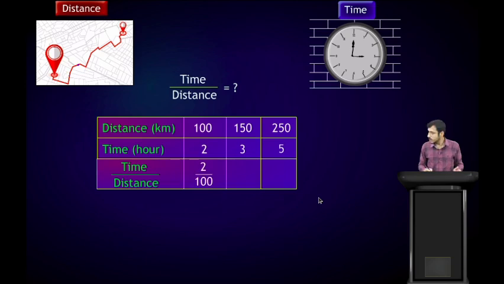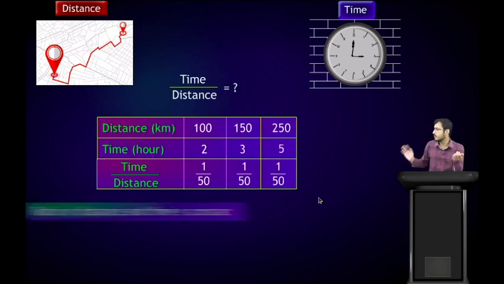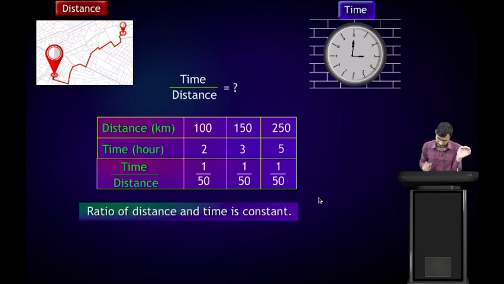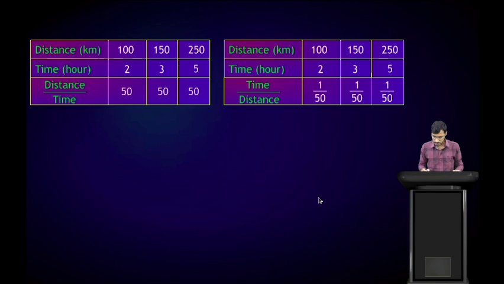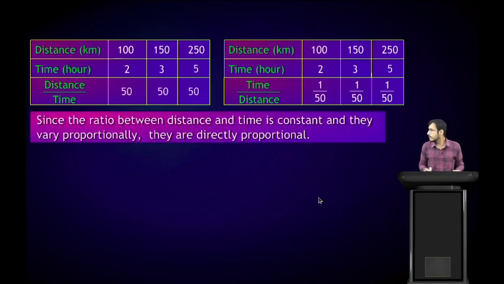Now time upon distance: 1 by 50, 3 by 150 is again 1 by 50, 5 by 250 is again 1 by 50. So the ratio of distance and time is constant. Since the ratio between distance and time is constant and they vary proportionally, they are directly proportional.